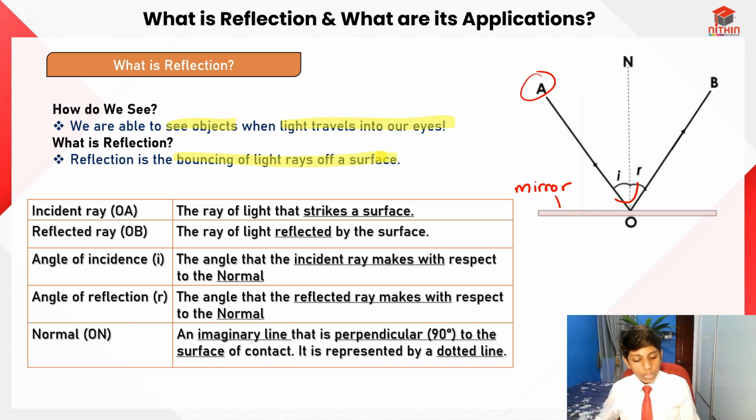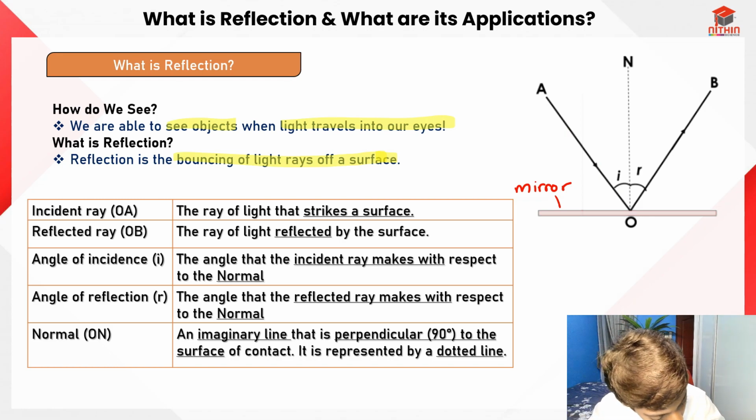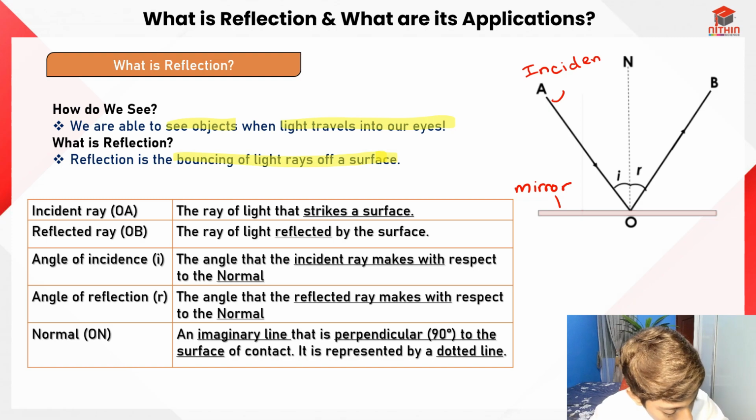Basically, incident ray. So what's an incident ray? The incident ray is the ray OA. OA is this ray over here. So this is the incident ray. How do we say so? It is the ray of light that strikes the surface. From A, it strikes the surface at O. So this is the incident ray. Let me just label that: incident ray.